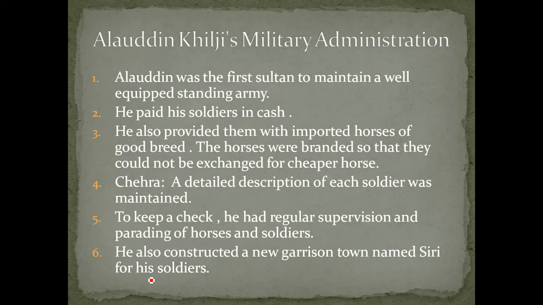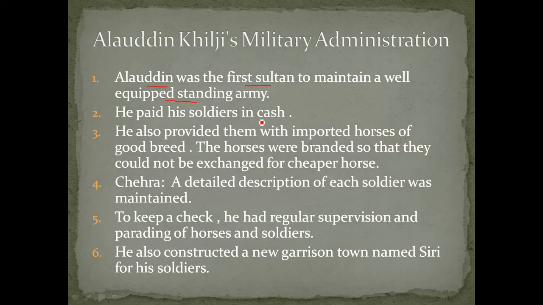Now, the next part is his military administration. Before Alauddin, we have studied the slave dynasty, we have talked about Balban, Aibak, Iltutmish, but Alauddin was the first sultan to maintain a well-equipped standing army. To maintain an army is very difficult because not every time the army has to fight, but they need to be paid the salary, the money. So Alauddin was the first sultan to maintain a well-equipped standing army.